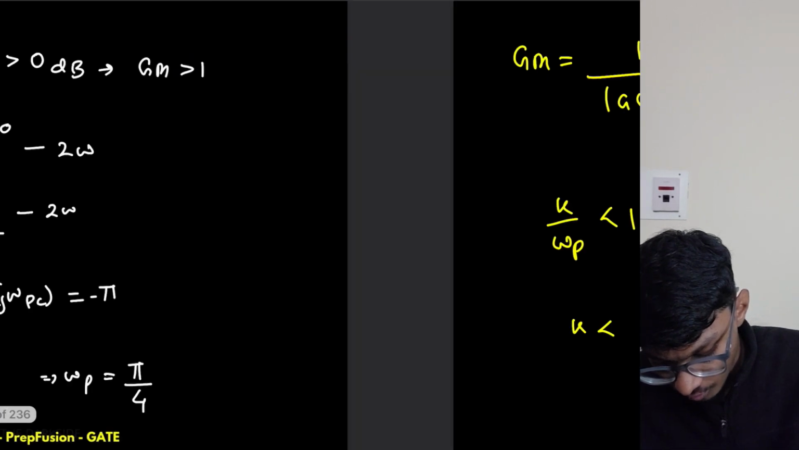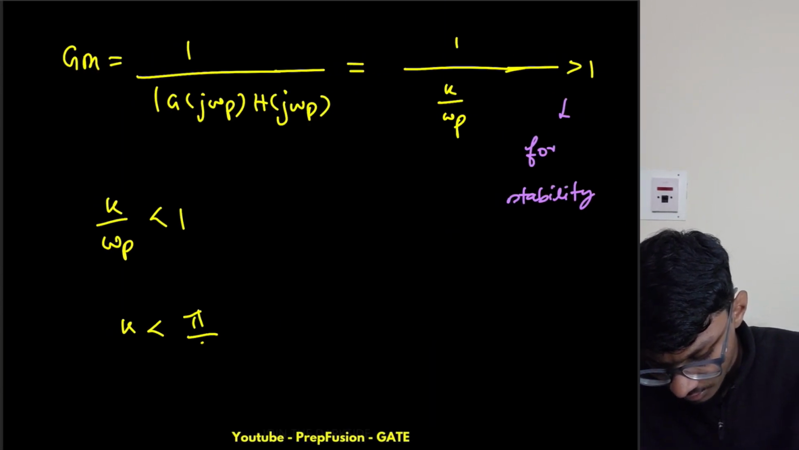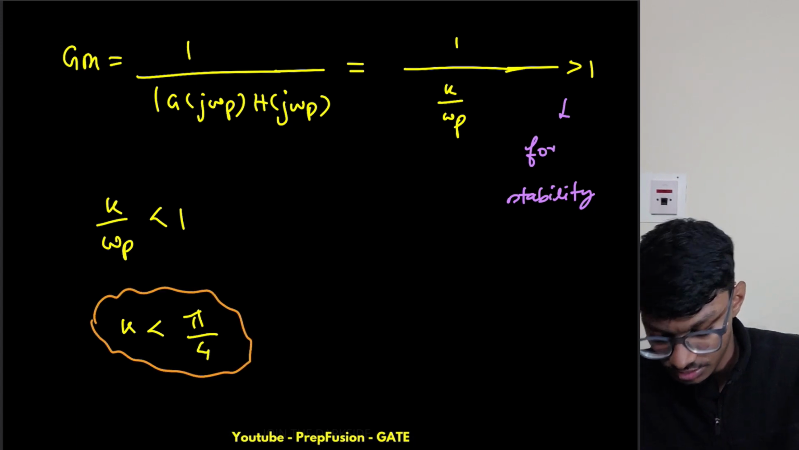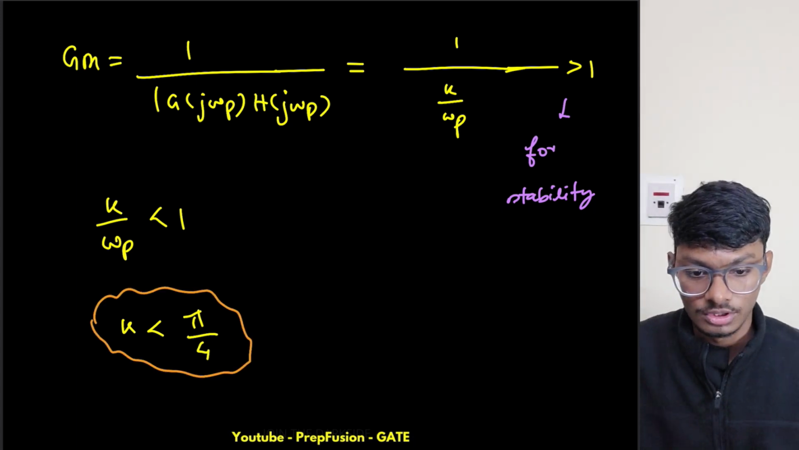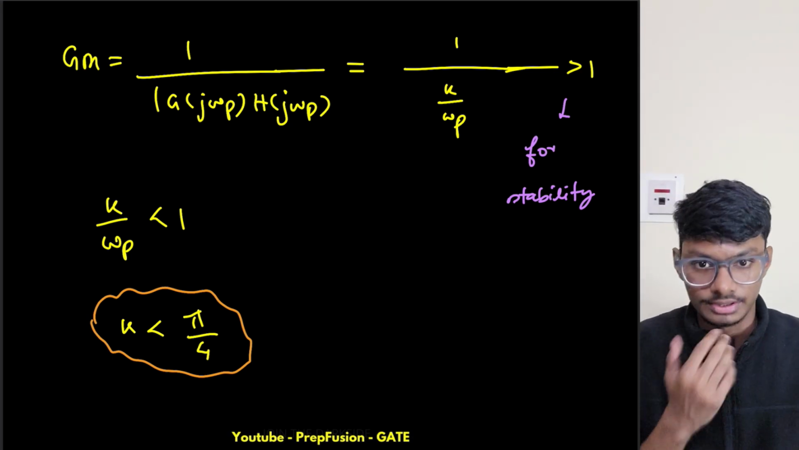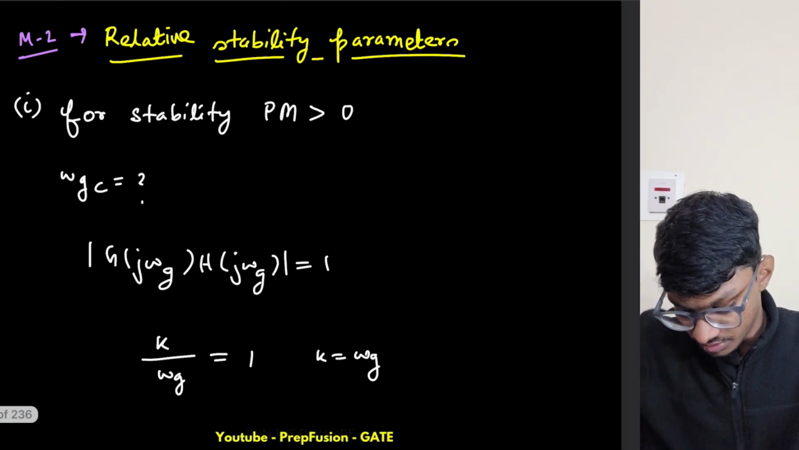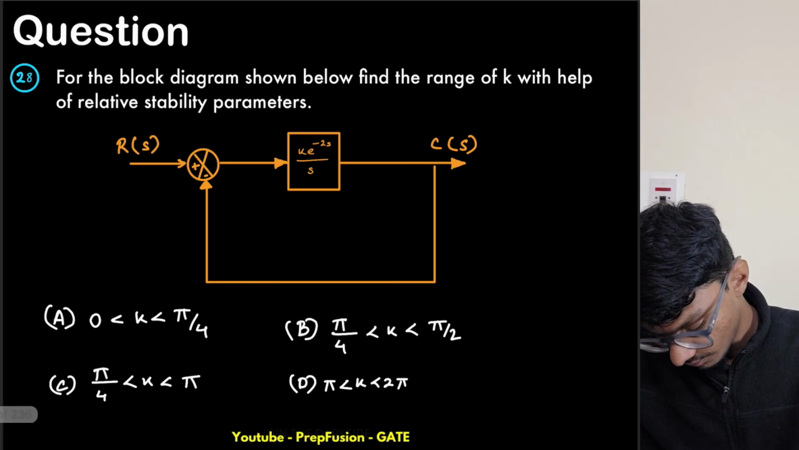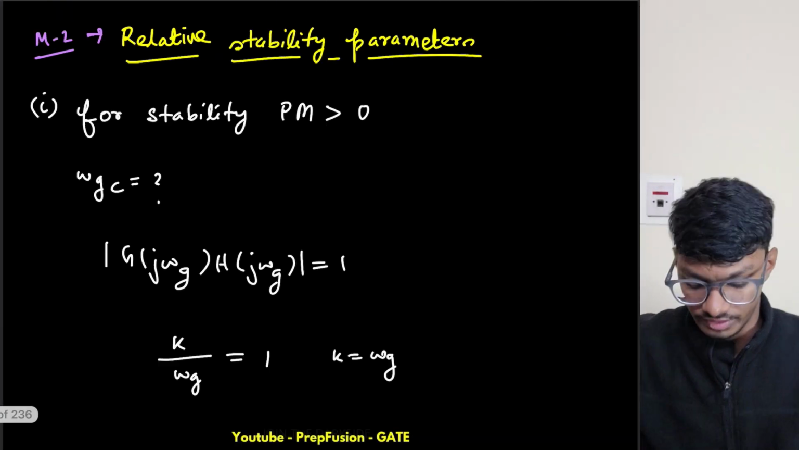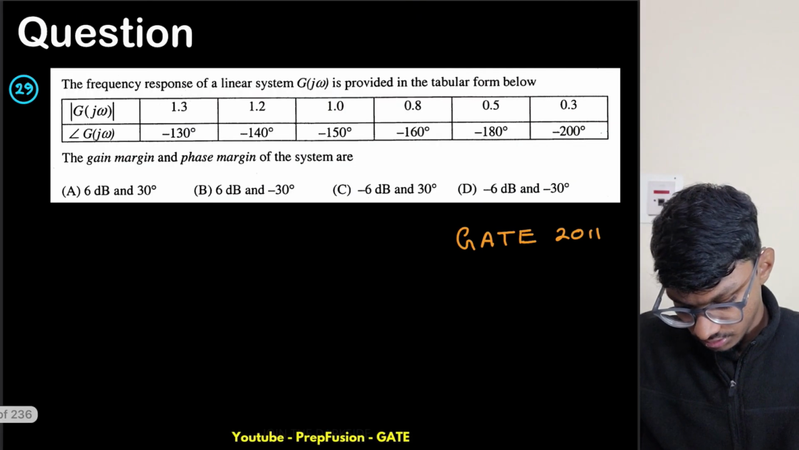What is omega p? Omega p is equal to pi by 4. So I get the same condition again, right? Omega p equals pi by 4. Obviously you can see from gain margin and phase margin that you are getting the same result. So option A will be correct here. You just check with the options and you will figure it out. Now let's go to the next question.